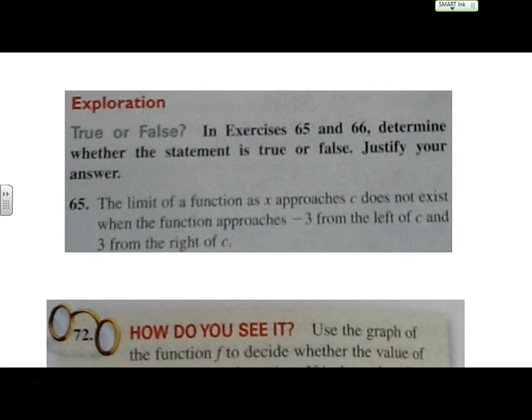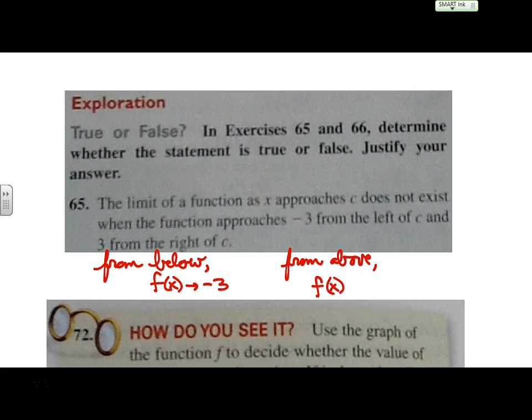So, ready? What if from below, f of x approaches negative 3. From above, f of x approaches positive 3. Why was this true? Someone who gave that answer, tell me why. For there to be a limit, they both have to be approaching the same number.